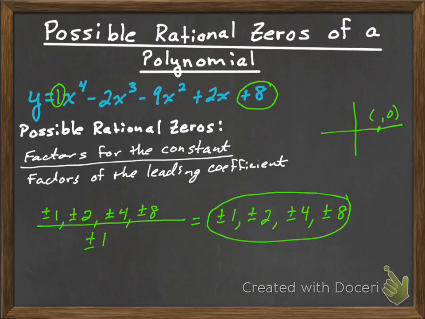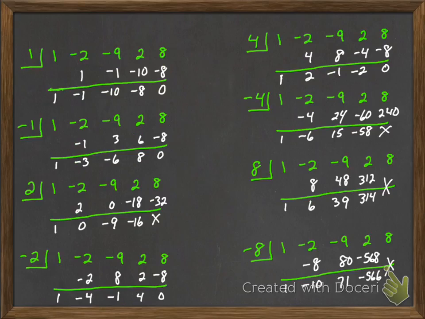So if I have this polynomial and these are my possible zeros, and I'm trying to find the x-intercepts, what I'm going to do is take each of these zeros right here and divide them into that polynomial using my synthetic division. Well, as you can see here, we have a 0 here, here, here, and here. That means we have 4 zeros for this polynomial.